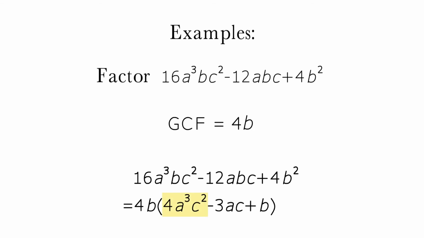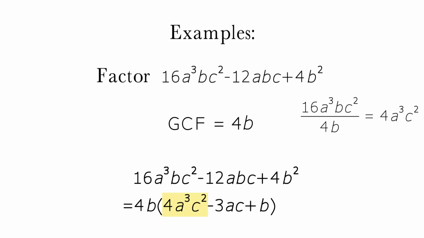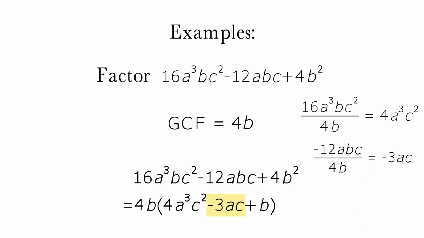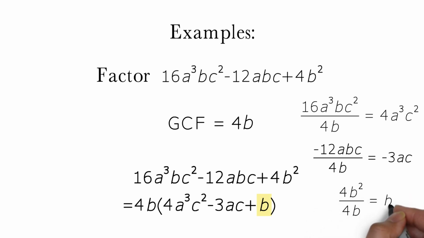The first term in the brackets was obtained by dividing 16a cubed bc squared, which was the first term in the original expression, by the greatest common factor of 4b to produce 4a cubed c squared. Similarly, the second term in the brackets was obtained by dividing negative 12abc, which was the second term in the original expression, by the greatest common factor of 4b to produce negative 3ac. Finally, the last term in the brackets was obtained by dividing 4b squared, which was the third term in the original expression, by the greatest common factor of 4b to produce b.